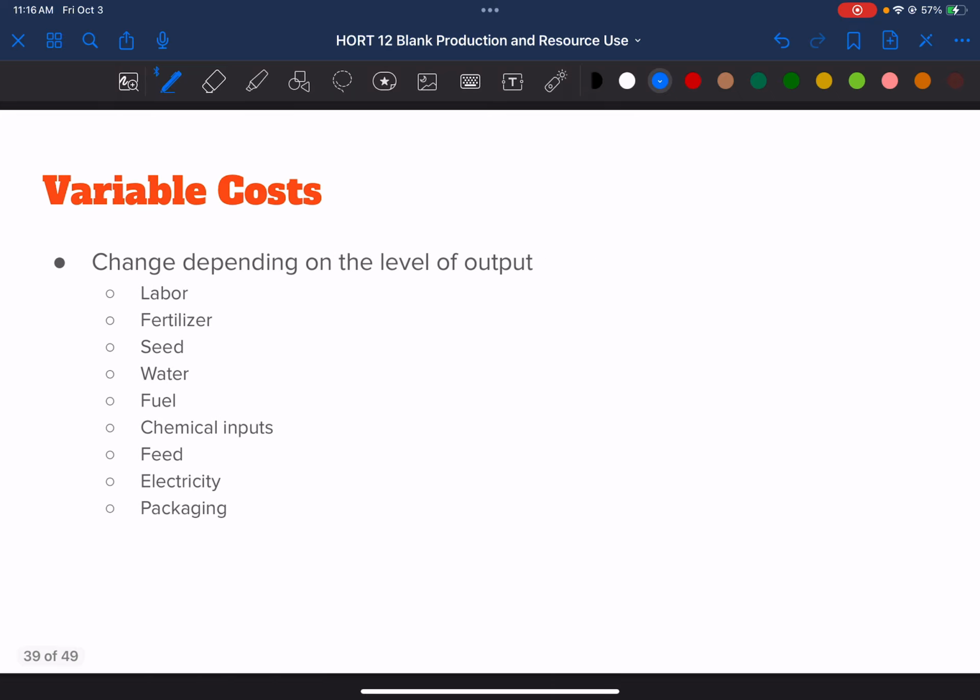Now, variable costs. These are the kind of costs that change depending on how much you're producing. So labor, obviously, is going to change. If you produce more of a good, you're probably going to need more labor to do that. Things like fertilizer, seeds, water use, fuel use, chemical inputs like pesticides and herbicides. Feed, if you are doing livestock, you'll need more feed as you're producing more animals. And then electricity and packaging materials too. You need more cardboard boxes if you're producing more broccoli.